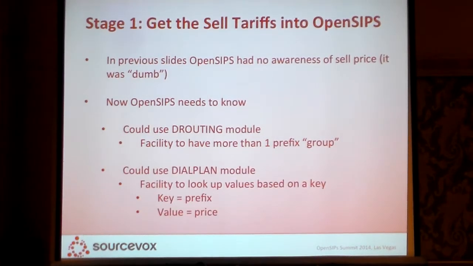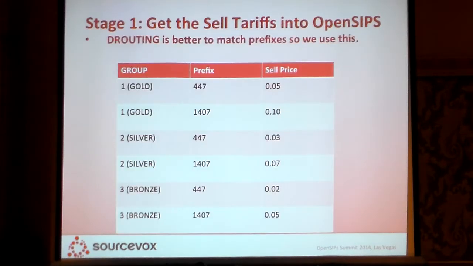And just devil's advocate, I thought we could use the dialplan module for this as well. Because the dialplan module will let you take a key, and when given that key, retrieve a value. Now, the dialplan module is not the module to use for this because the dynamic routing module is really good at taking a prefix and finding the longest match, which is what you want for routing calls. The dialplan module doesn't do that, and you'd end up writing your own piece of code to get around the longest match in dialplan. So dynamic routing is the right solution for this.